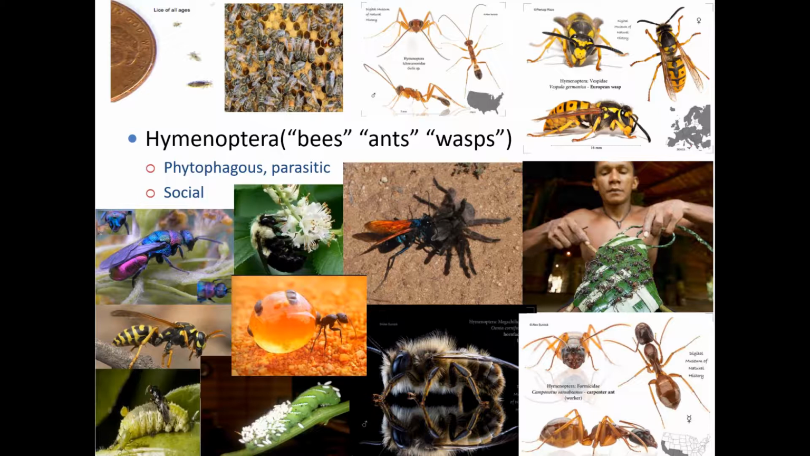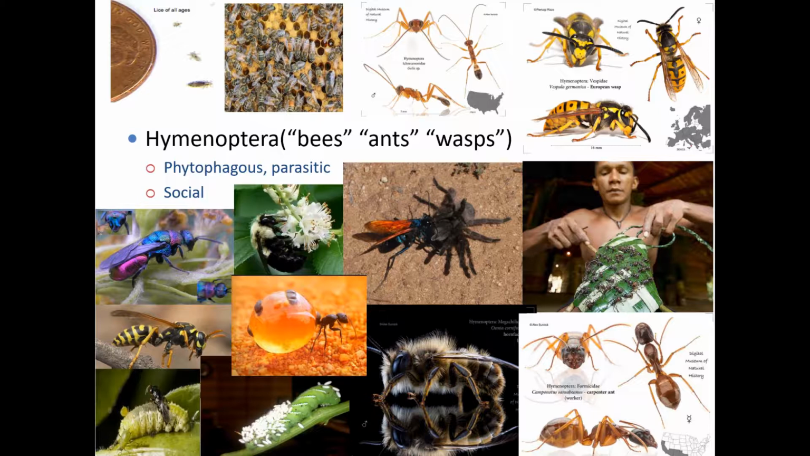All of the workers, all of the soldiers are female, while the males are only produced when the queen needs to fertilize her eggs. So if she doesn't have a male around, she'll have unfertilized eggs, she'll produce those eggs, she makes males, she can then get something that will fertilize her eggs, and she can make females.